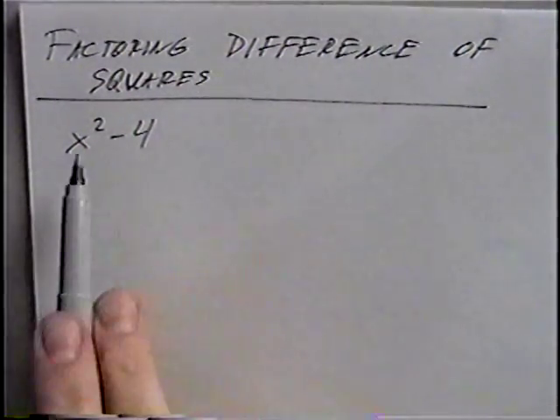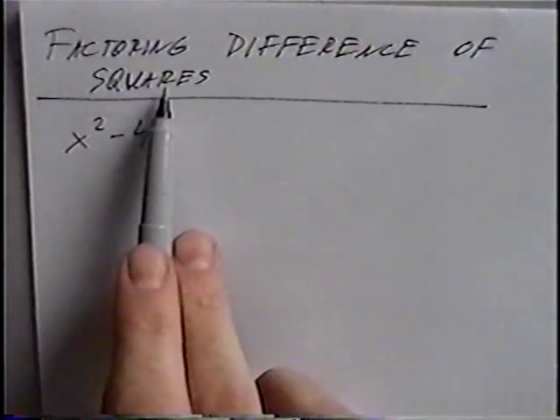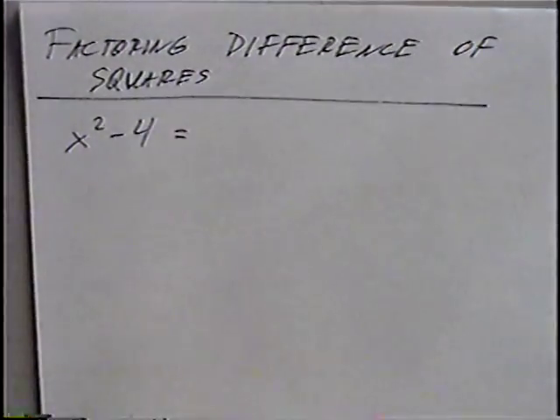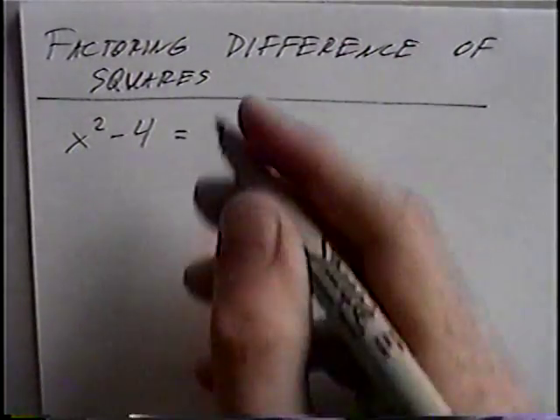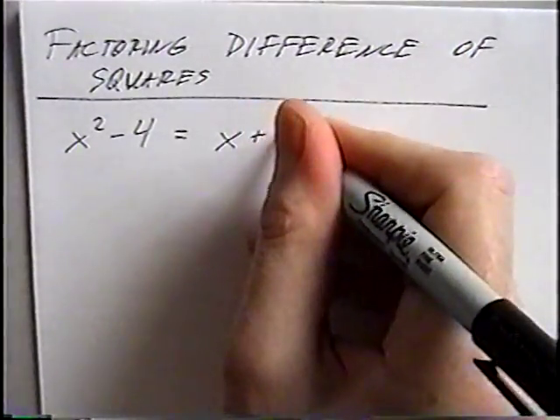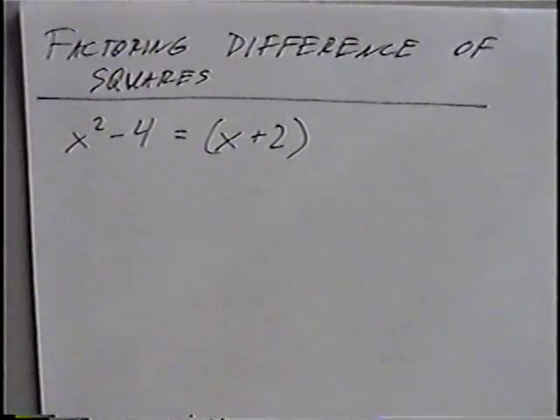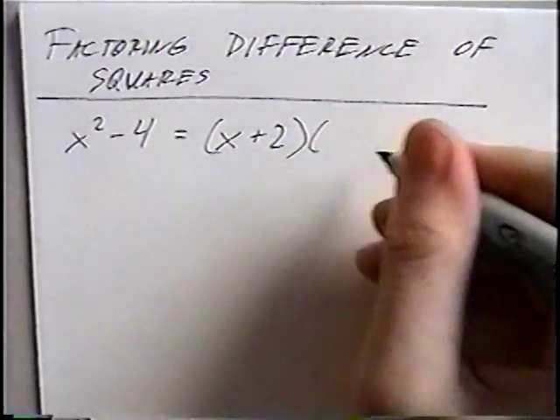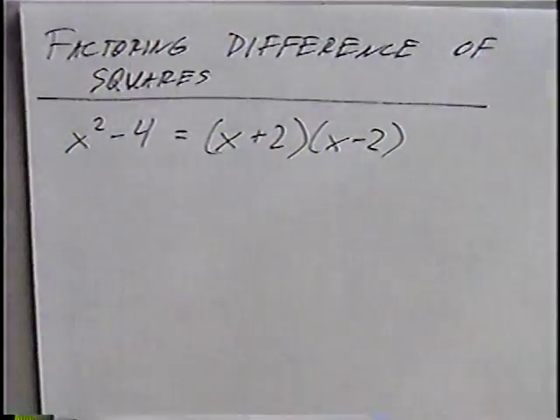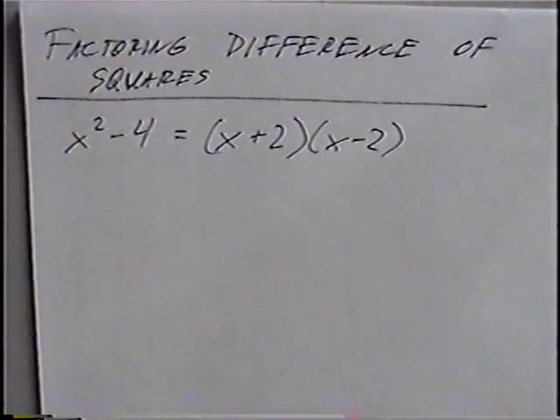When you factor the difference of squares, you only have two terms. And in every case of difference of squares, you'll be able to take the square root of each of these terms or each of these numbers. For example, the square root of x squared would be x, and the square root of 4 would be 2. Your first answer, take the square root of each one, and you have x plus 2. The second parentheses is exactly the same, except you change it to a minus 2. So x squared minus 4 factors to x plus 2, x minus 2.